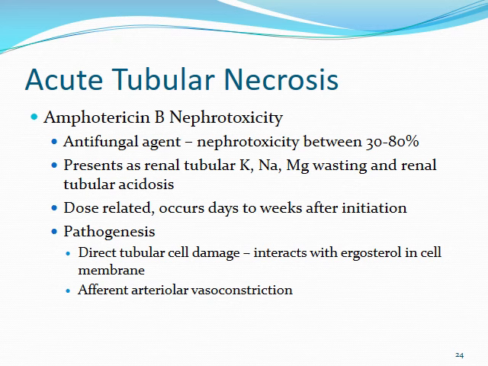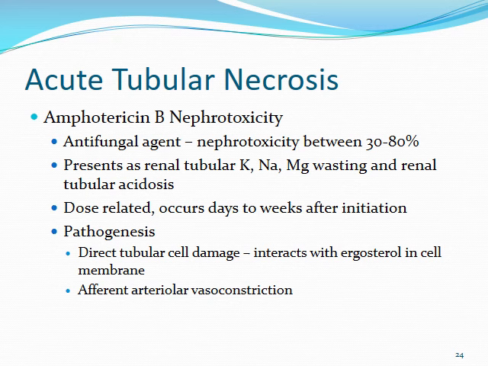You can typically see, especially with just the base product, nephrotoxicity can be anywhere between 30 to 80% of your patients. And so you'll typically see it presenting as renal tubular acidosis and also a lot of wasting of potassium, sodium, and magnesium. Typically, it's going to be dose related, so the bigger the dose, the more likely they are to see toxicity occur, and it can occur days to weeks after the initiation of the drug itself.